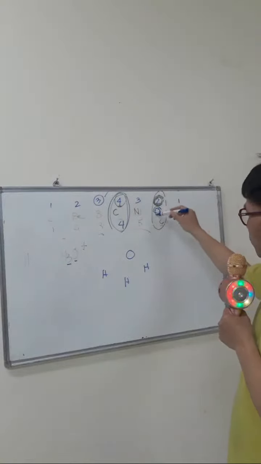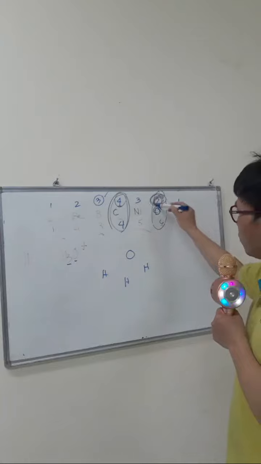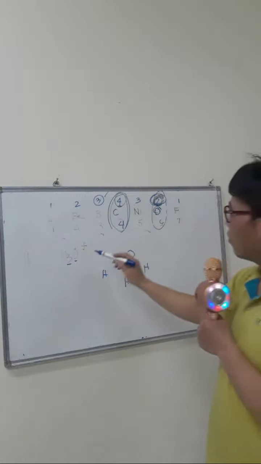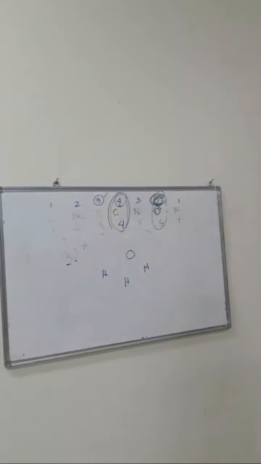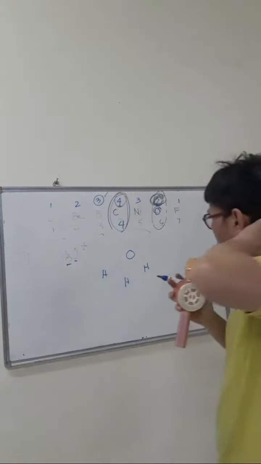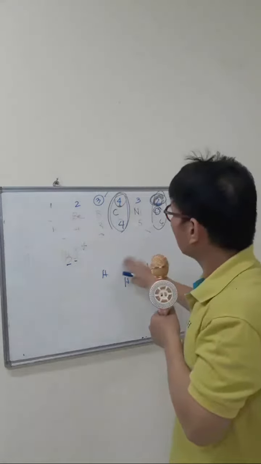Now, it will break the rule. Why? Because there are already 3 hydrogen. It will break the rule because there are a lot of hydrogen atoms. So, this oxygen is the exception.